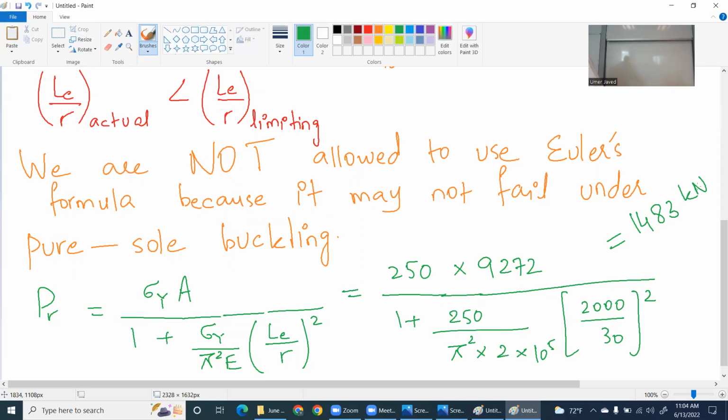Again, this is the Rankine-Gordon formula. At least if I put this in the formula sheet, you need to know that I will only use this formula if a combination of buckling and yielding is happening and my Le over r actual has come out to be less than the limiting value, and I'm not allowed to use Euler's formula anymore. Just remember this bit.